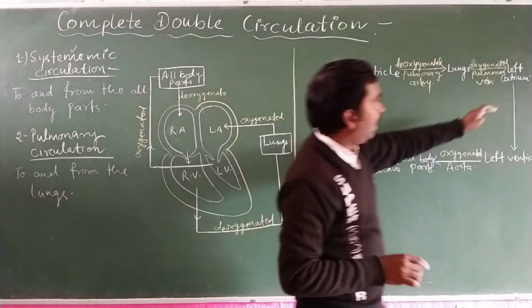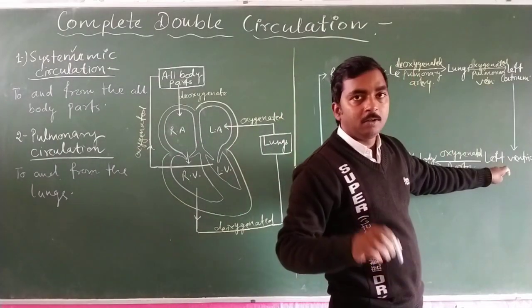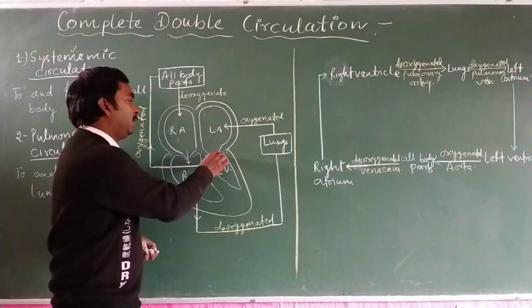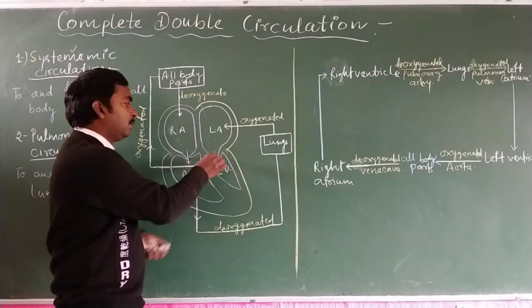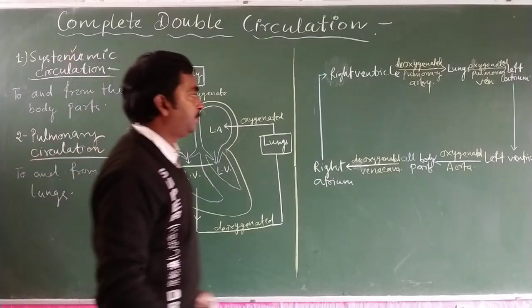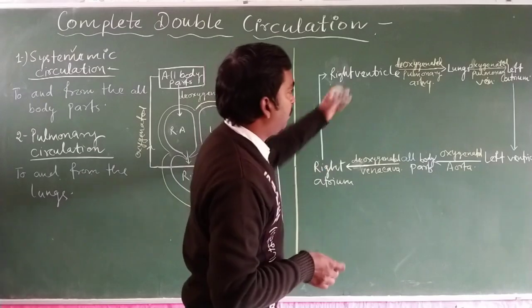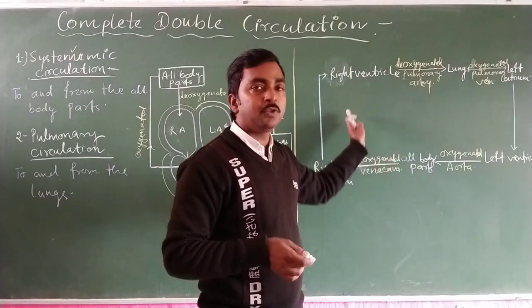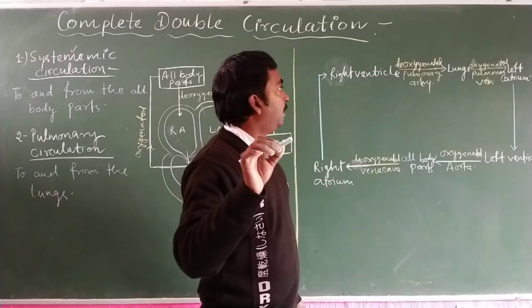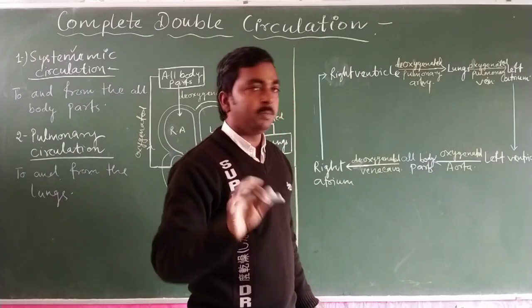While from the left atrium to the left ventricle, the movement of blood takes place through an opening which is guarded by the bicuspid valve. So this is a complete flow chart to show the double circulation, or circulation of blood.